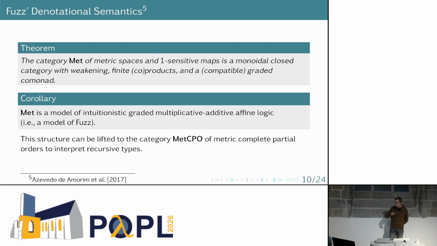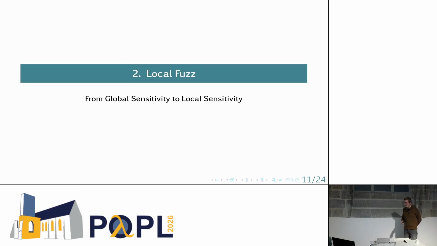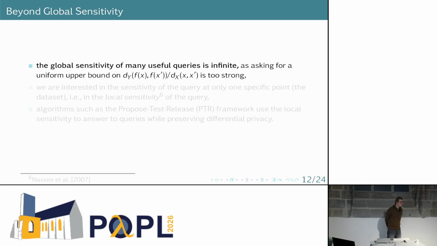Okay, it can be lifted to metric complete partial orders to deal with recursive types and so on, but I won't go into that. So here is the state of the art. Our goal now was to go beyond this notion of global sensitivity and to design a corresponding type system. The main issue is that it is often infinite. I gave the example of the square function, but it's also the case for a number of useful queries. And the reason, intuitively, is that asking for a uniform bound on this quantity is way too strong.